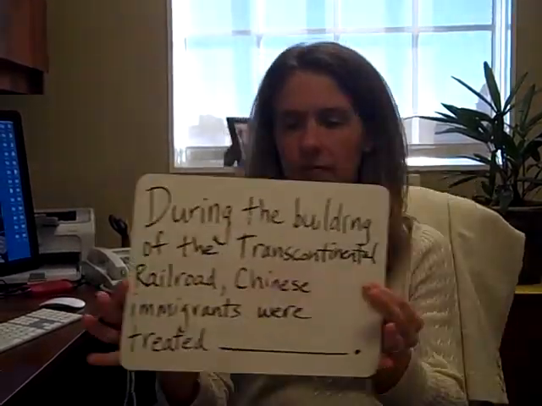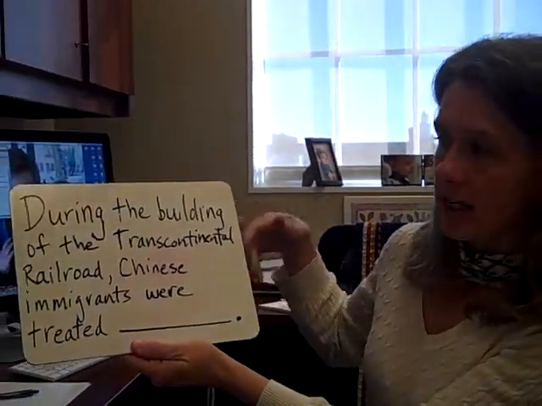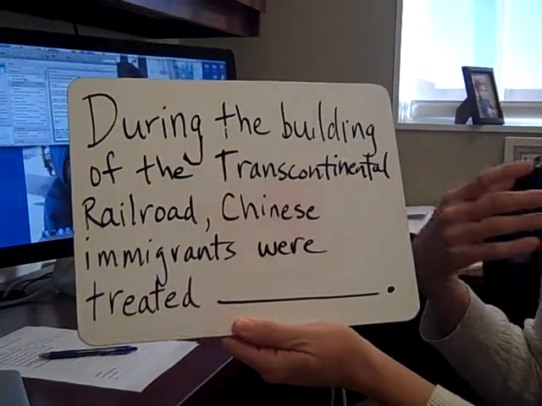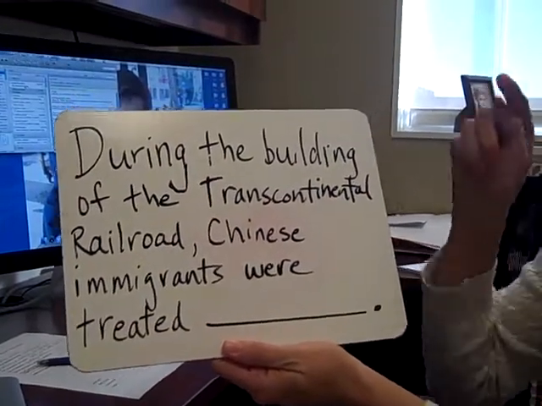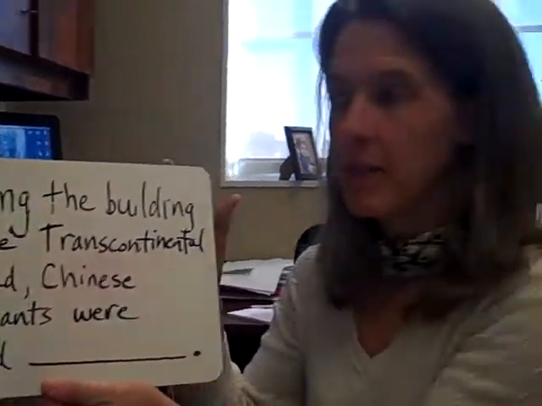Another way of doing it would be to talk about when this happened. So in this case, you might start your paragraph by writing, during the building of the Transcontinental Railroad, Chinese immigrants were treated, fill in the blank.